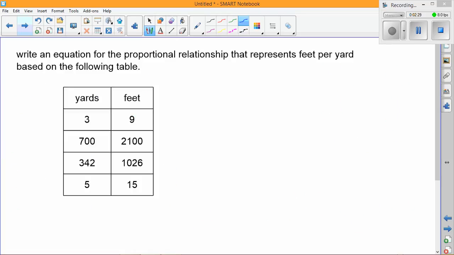Now we took it a step further today and wrote some equations based on graphs. So this one says write an equation for the proportional relationship that represents feet per yard based on the following table. To find our constant of proportionality, first we take the y and divide it by the x. And we should get 3. And that makes sense because we know that there should be 3 feet in 1 yard. So the constant of proportionality in this case is 3.